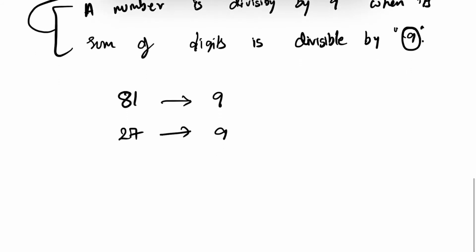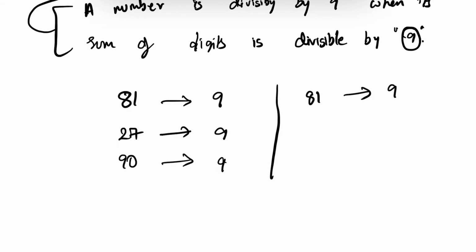Okay, and then 90, 9 plus 0 is 9, and then 81, 8 plus 1 is 9. Okay, and then 72, 7 plus 2 is 9. Okay, you must be understanding this, right?